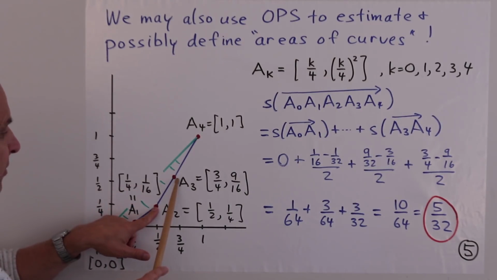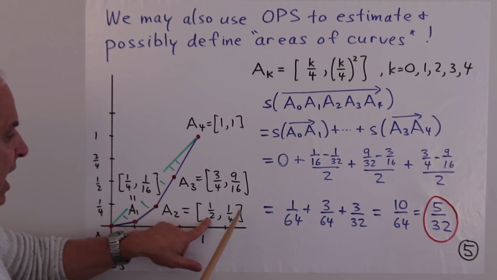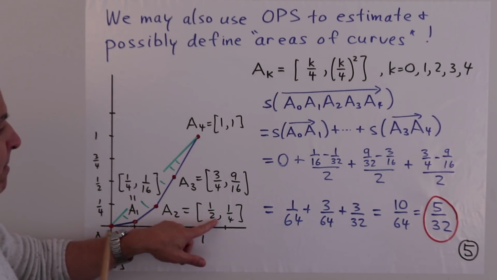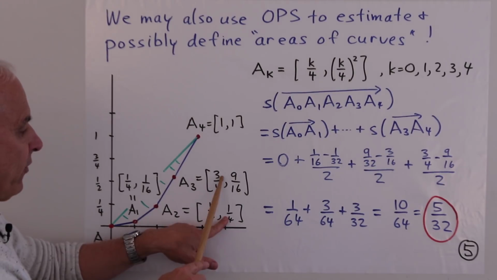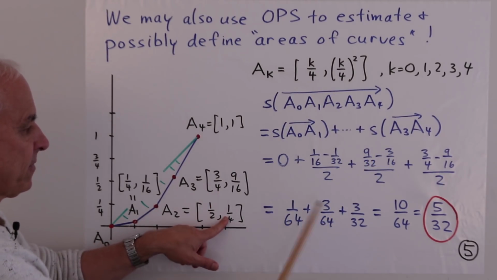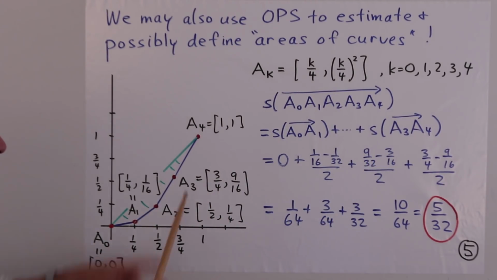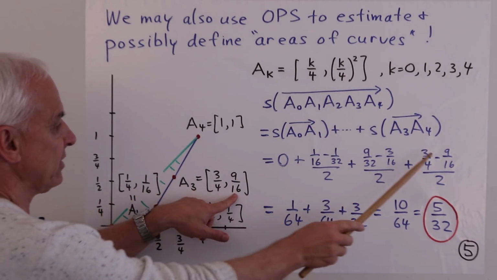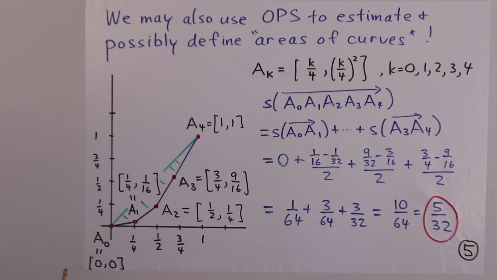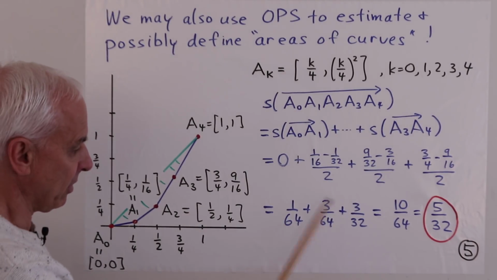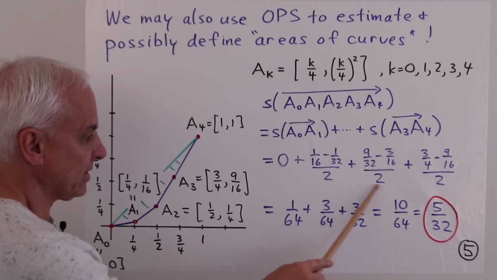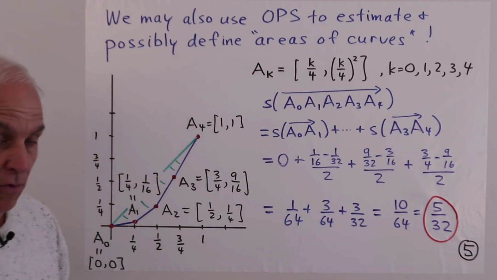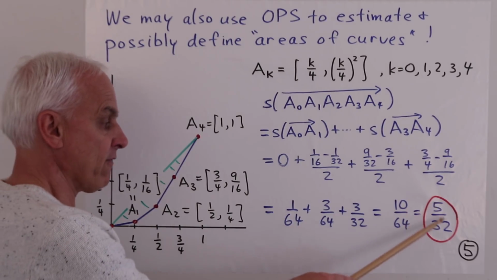From A2 to A3, going from here to here, it's 1/2 times 9/16, that's 9/32, minus 1/4 times 3/4, which is 3/16, all over 2. And the last one, we get 3/4 times 1 minus 9/16 times 1 all over 2. And you could check that these numbers turn out to be 1/64, 3/64, and 3/32 for a total of 10 over 64, or reduced, 5 over 32.